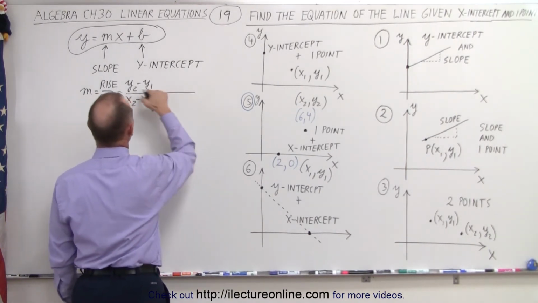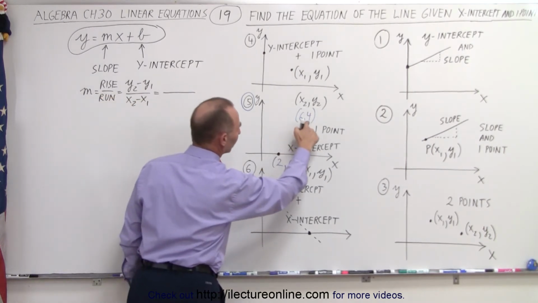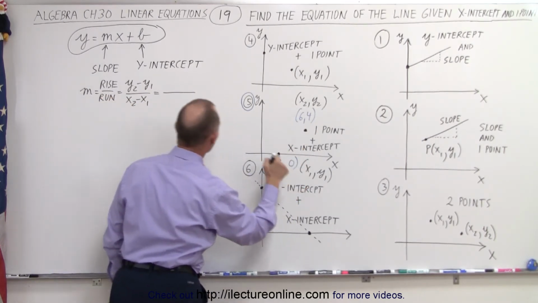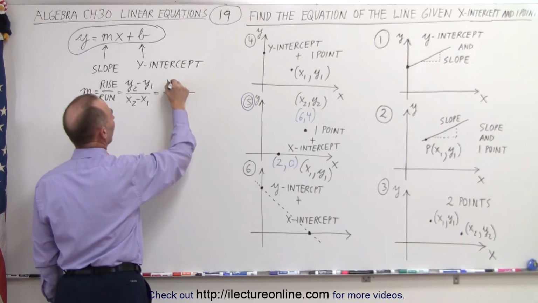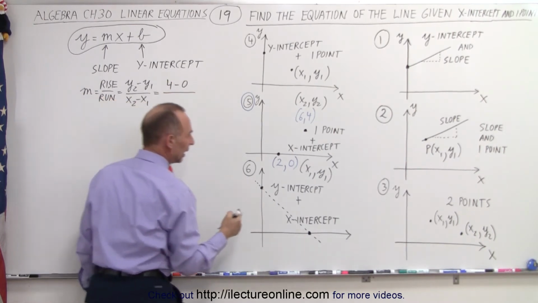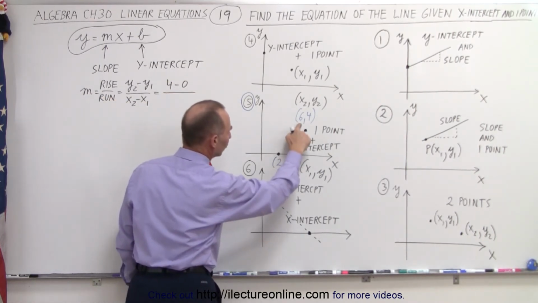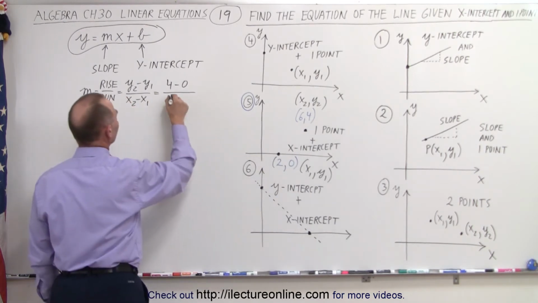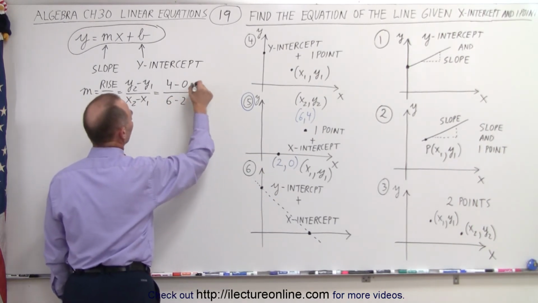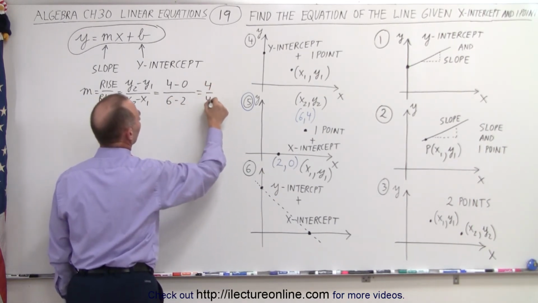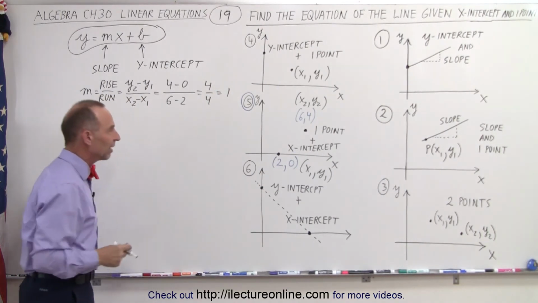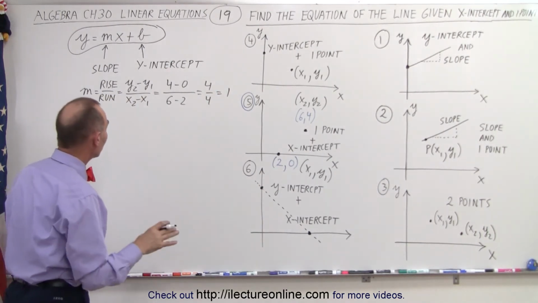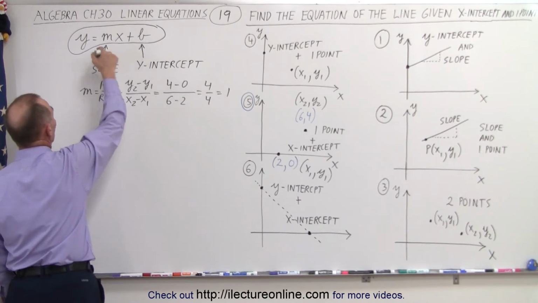So we're going to take the ratio of y2 minus y1, so this becomes y2 and this is y1. So that becomes 4 minus 0, and for the difference in the x's, x2 and x1, that would be 6 minus 2. So that's 4 divided by 4, which is 1. So the slope in this case equals 1. Once we have that, we're going to plug that right into our equation.